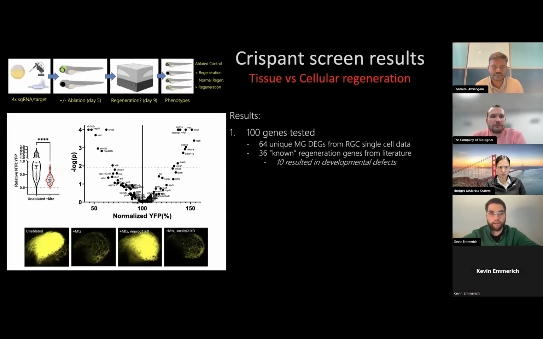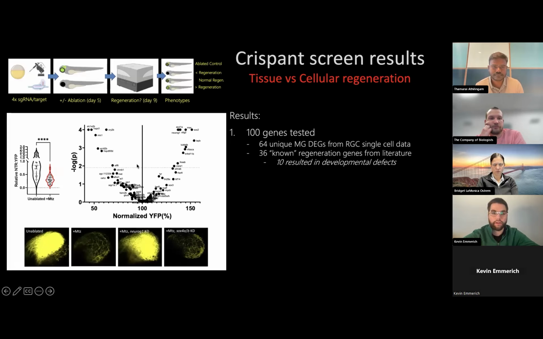And then the last part of my work was this very arduous CRISPR screen, where, like I said, we can inject guide RNAs per each target and then see what the effect on regeneration was. By the end of my experiments in the lab, I tested over 100 genes. About 2/3 of them were unique Mueller glia genes from my single cell data that I showed before. And about 36 or a third were coming from known genes in the literature, such as ASCL1A, SOX2. Some of these genes did result in developmental defects, which meant we couldn't test them in this assay because the fish wouldn't survive for this experiment.